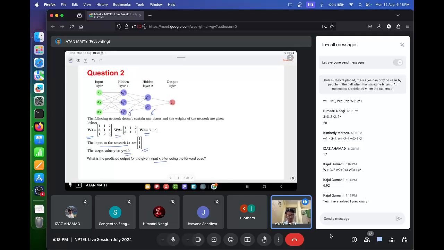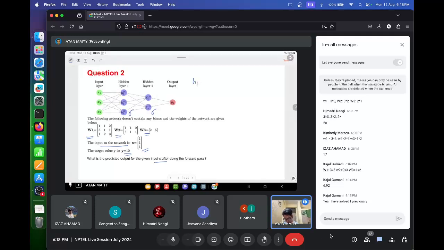This calculation will take a lot of time, so I will just show you the steps that you have to follow. Otherwise you have to compute these matrix multiplications, then you have to compute the sigmoid of those, so it would take a lot of time for this discussion, for this live session.